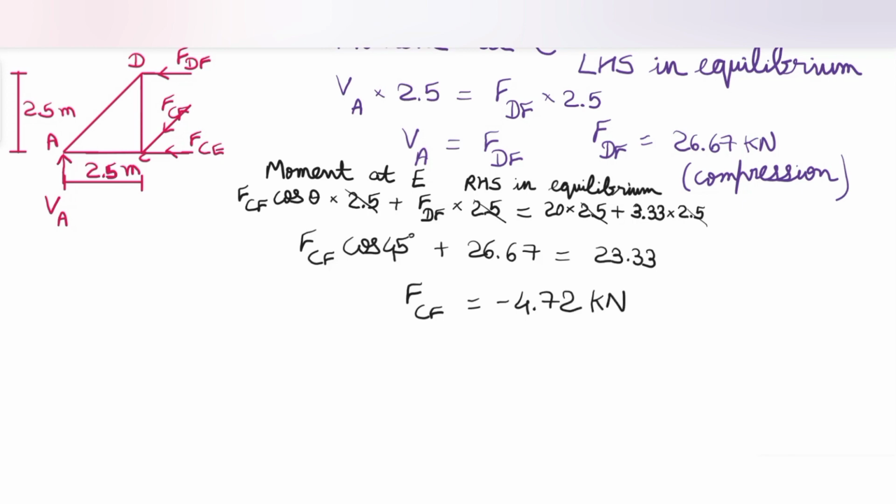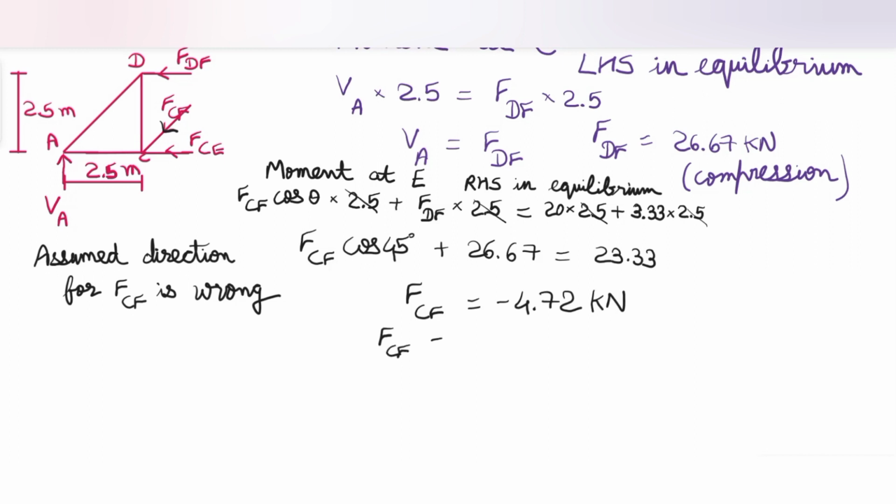As we have got a negative sign, that means the assumed direction is wrong. For the CF member, we have assumed it as compression, but we have got a negative sign. It means that in the CF member, the force will be tension. So here I'll just write that FCF will correct the arrow direction. FCF is equal to 4.72 kilonewton and it is tension.